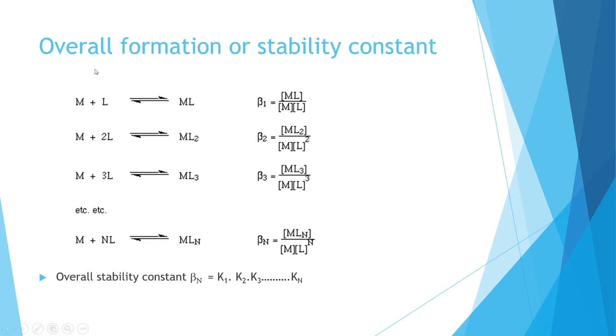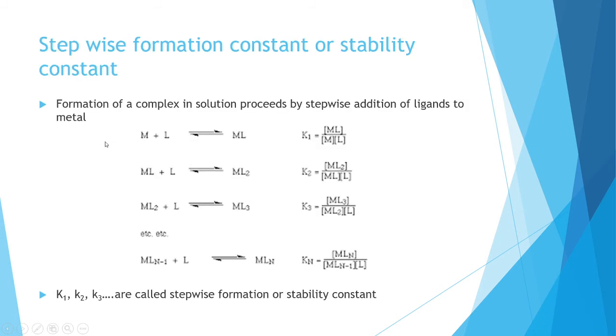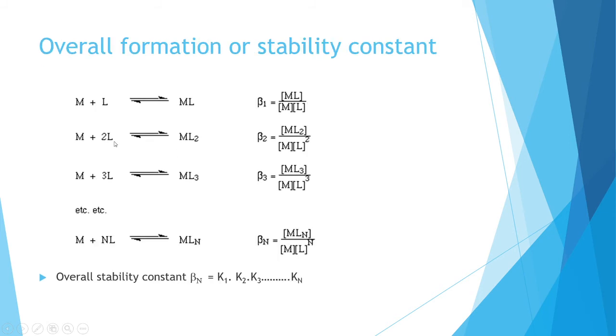And the next one is the overall formation or overall stability constant. Here, see this reaction, M plus L gives ML. And in the next reaction, the metal is added to two ligands, M plus 2L, not like the previous reaction. In the previous reaction, in the second step, ML plus L gives ML2, but in this reaction, M plus 2L is again a separate reaction giving ML2. So we can see the stability constant, the formation constant.